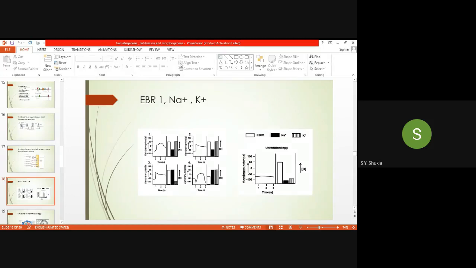In yesterday's lecture also I told all of you that this is a very common question in every exam. It can be asked on external fertilization. Today we will discuss these EBR1 receptors, sodium ions and potassium ions.